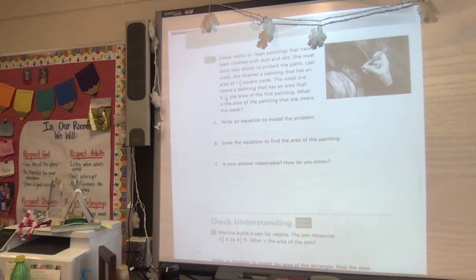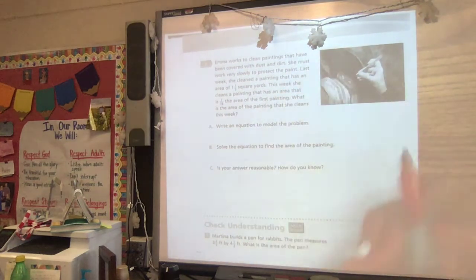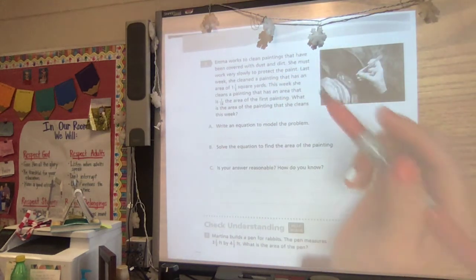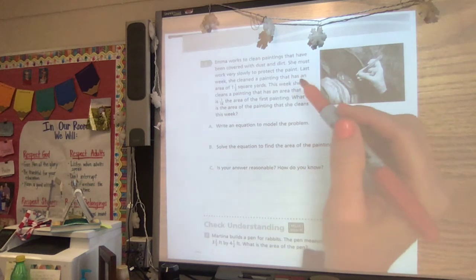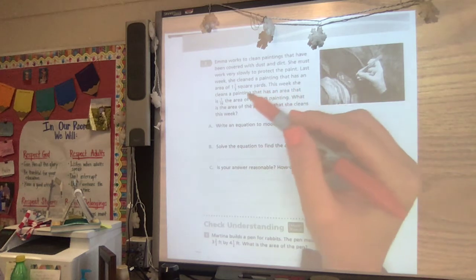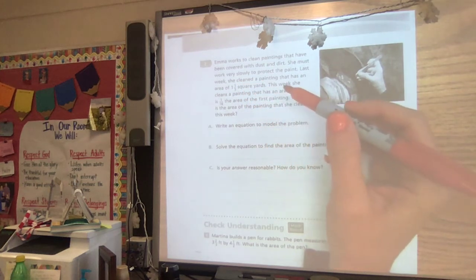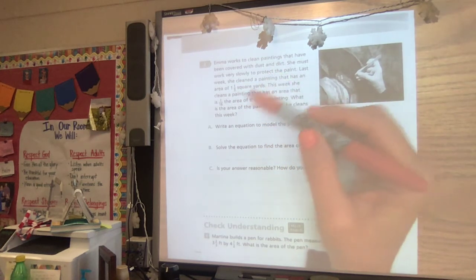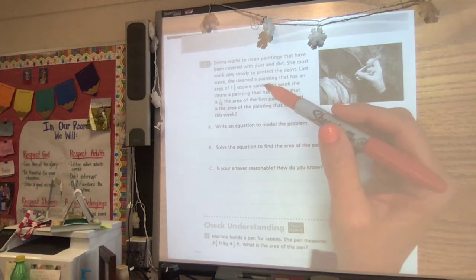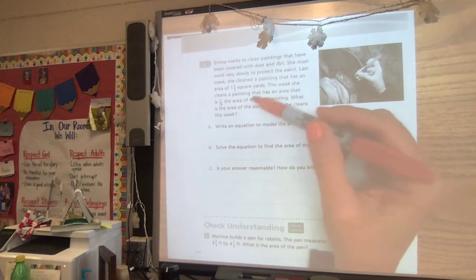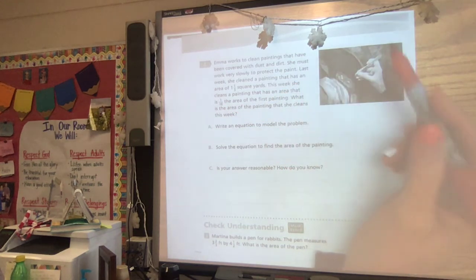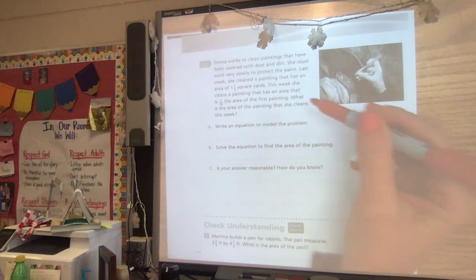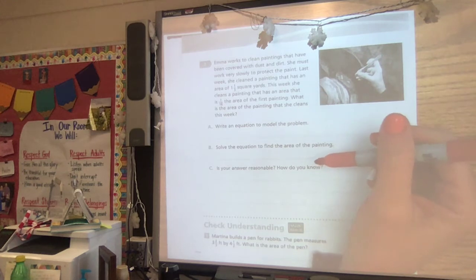Emma works to clean paintings that have been covered with dust and dirt. She must work very slowly to protect the paint. Last week, she cleaned a painting that has an area of 1 1/3 square yards. This week, she cleans a painting that has an area that is 1/16 the area of the first painting. What is the area of the painting that she cleans this week?